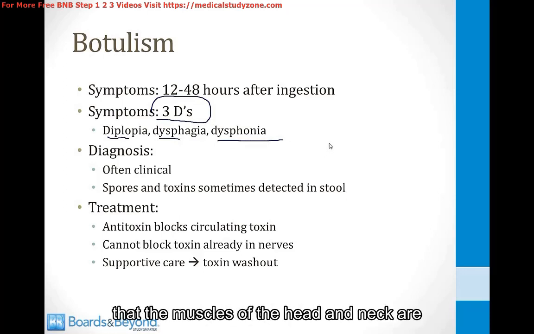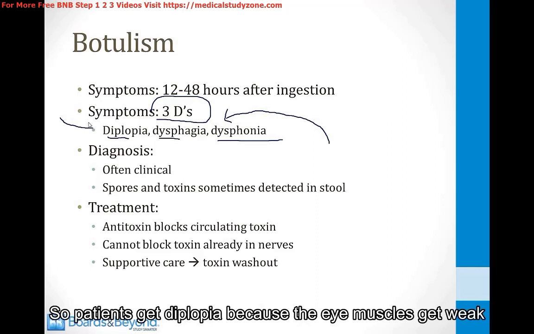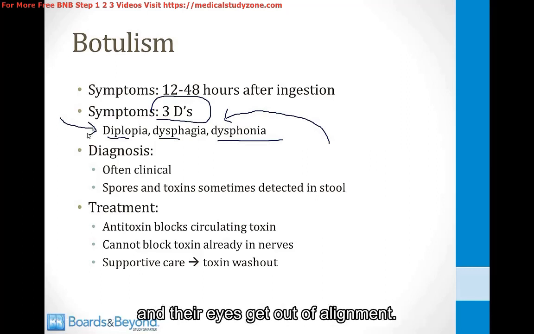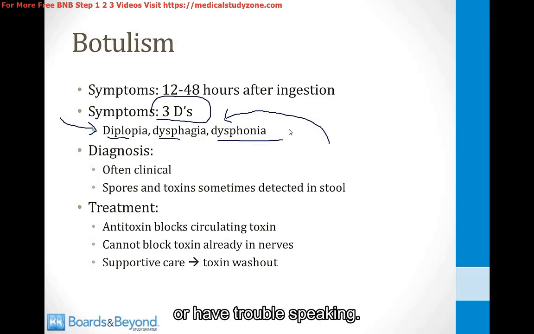So what this means is that the muscles of the head and neck are the first to be affected. So patients get diplopia because the eye muscles get weak and their eyes get out of alignment. They get dysphagia and have trouble swallowing, or have trouble speaking.